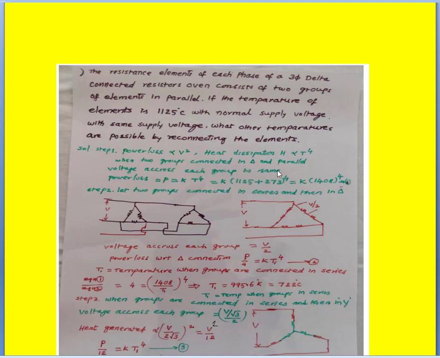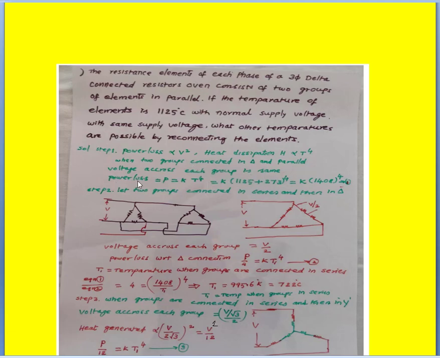So when the two groups are connected in delta and in parallel across the supply, like this is one group, this is another group of resistors, and these two are connected in parallel to the supply like this. So in that case, the per phase voltage and line to line voltage are one and the same. So let us say the power loss corresponding to V square voltage is P.